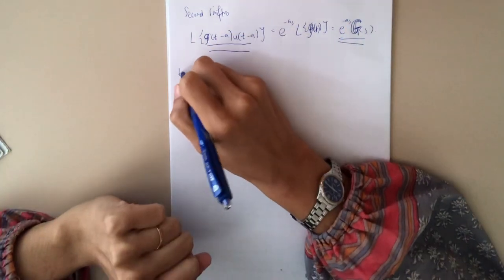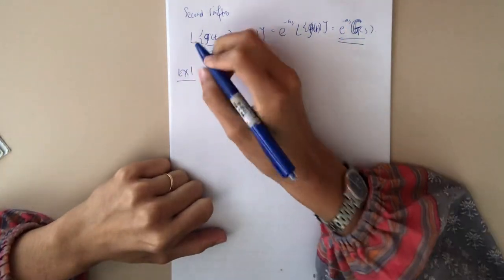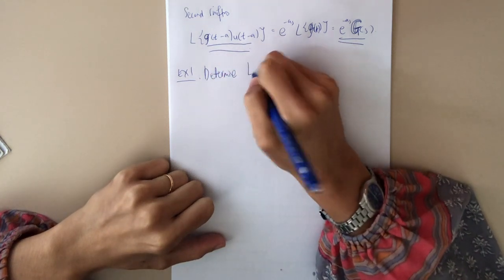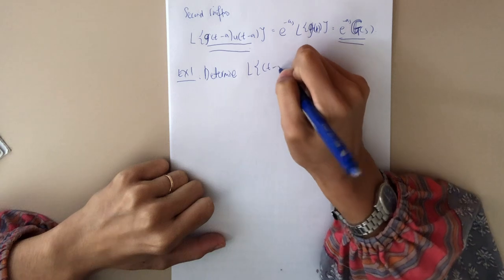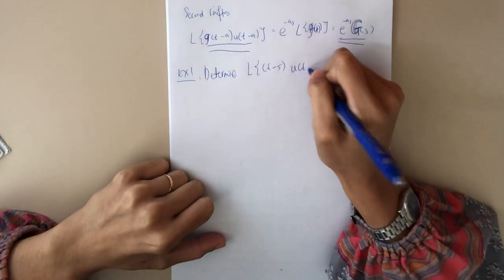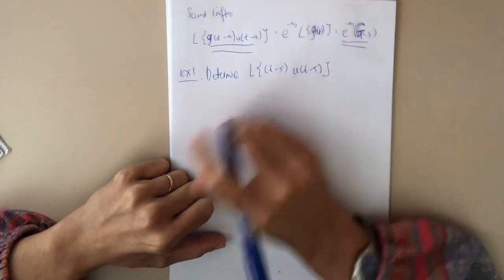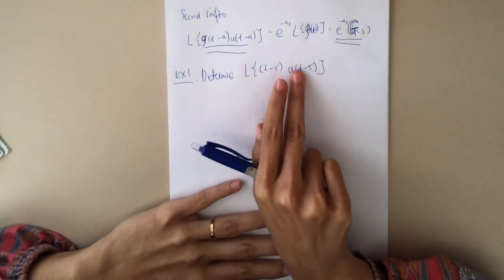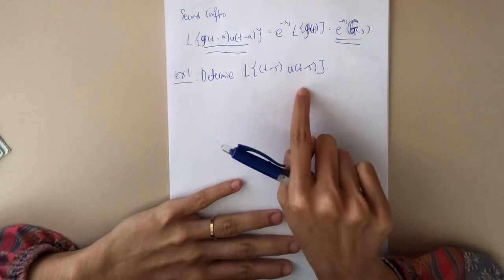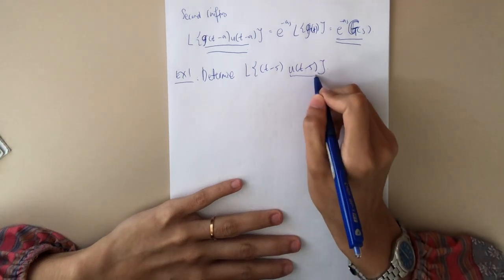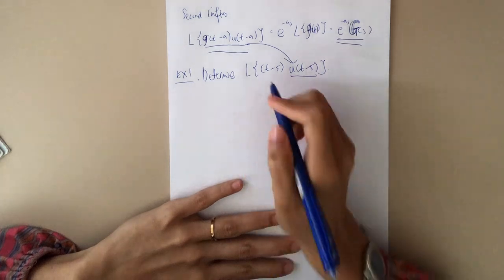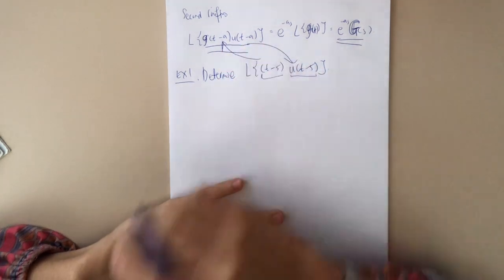So I will show you an example first. Determine the Laplace transform for (t minus 5) u(t minus 5). See clearly, there are two terms here. The first one you can see is u(t minus a), which is this part. Another part here is this one, g(t minus a).